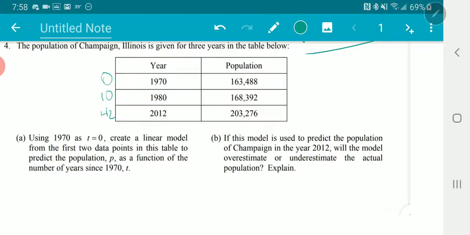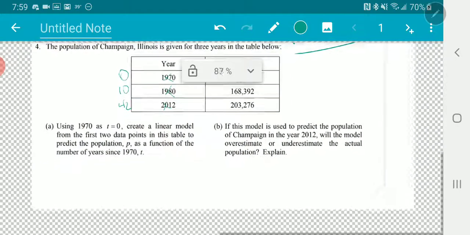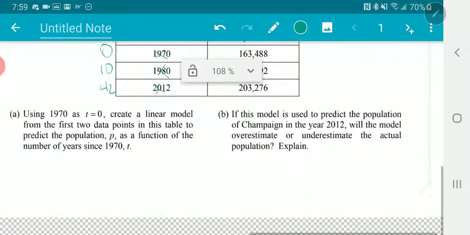Okay, so when they're telling me, hey, this is my starting point, you don't even need to worry about these years, really. It's just saying, hey, this is where I started. This is 10 years later. This is 42 years later. So using t as 0, create a linear model from the first 2 data points in this table to predict the population as a function of the number of years. So we need to make a linear model, so meaning y equals mx plus b. So that would mean we'd have to find m and we'd have to find b.